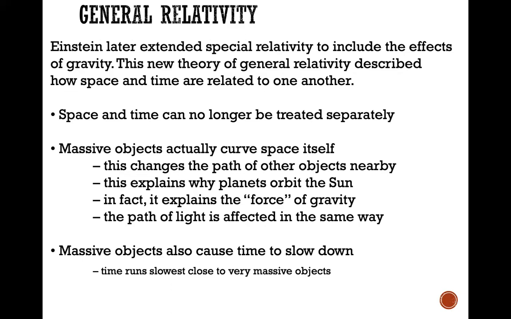And also these massive objects will cause time to slow down, right? This is another effect that happens very close to a black hole. Time runs slowest close to very massive objects. We know that black holes are very massive objects, so time will run slower close to them, right? So these are the things that he introduced in the general theory of relativity.